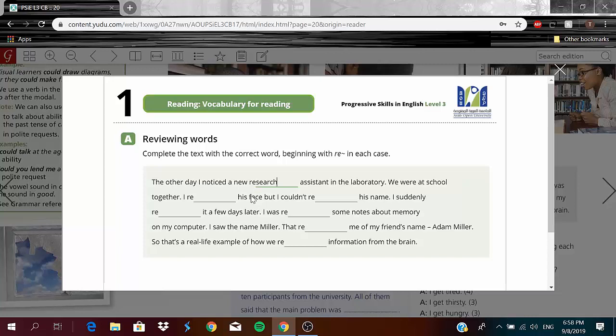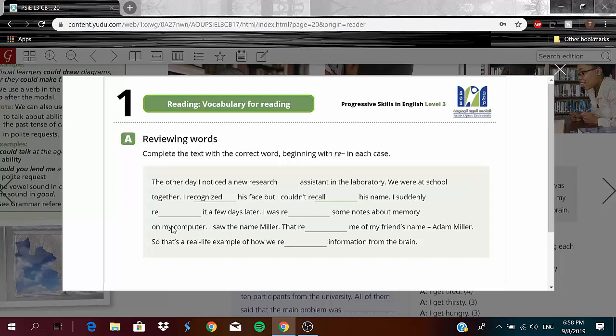Okay, then we have we were at school together. I dash his face, but I couldn't dash his name. Okay, so this one can be pretty simple. What do you guys think? I recognized, so the RE is written, so I'll write it like this: recognized his face, but I couldn't recall his name, not remember his name. Okay, I know this was a little bit confusing, but it's recall his name. So I recognized his face, but I couldn't recall his name.